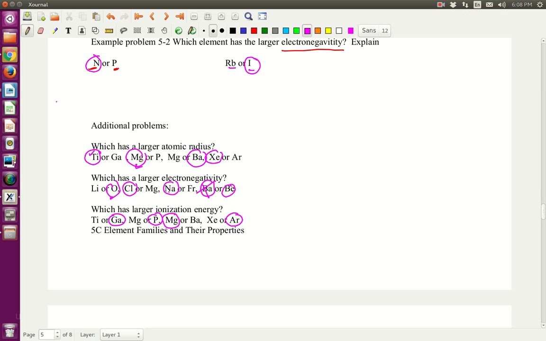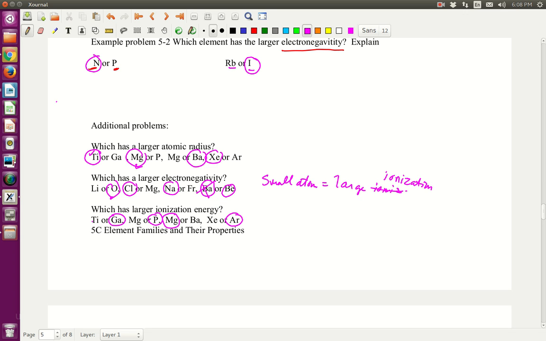Remember, the farther they are, the easier it is to take. So if it's a small atom, it has a large ionization energy. Small atom equals large ionization energy. So they're opposite. Why am I spelling that wrong each time? Ionization energy. Okay.